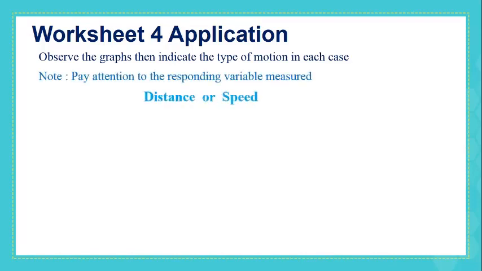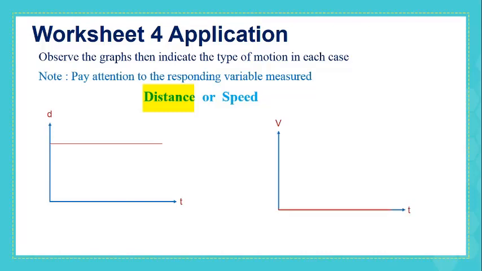Now, let's solve together the application page 10 worksheet 4. Observe the graphs, then indicate the type of motion in each case. Before indicating the type of motion, you have to pay attention to the responding variable in each graph, whether we are measuring distance with time or speed with time. Let's check this out. We have these two graphs.